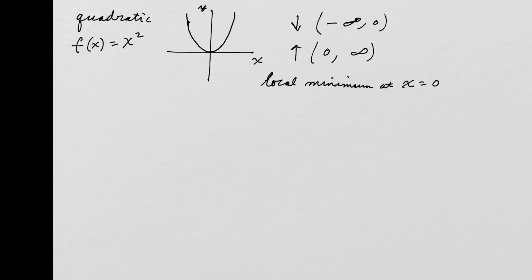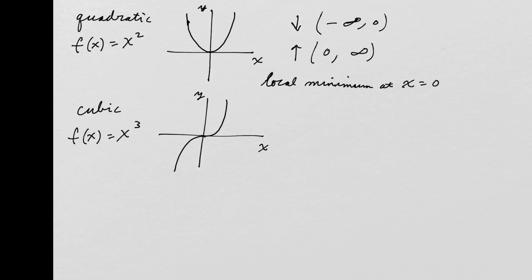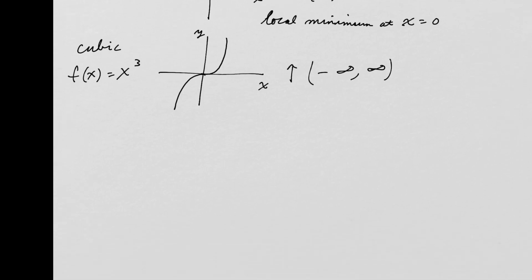Okay, cubic function. So that was f of x equals x cubed. Remember, that was like this. Kind of gets flat there. So this one's increasing, right, over the entire interval. So it's increasing from negative infinity to infinity.